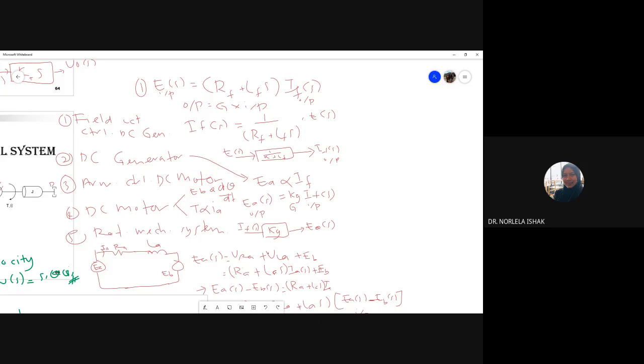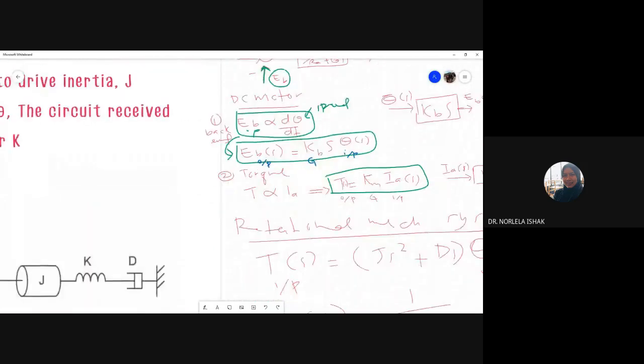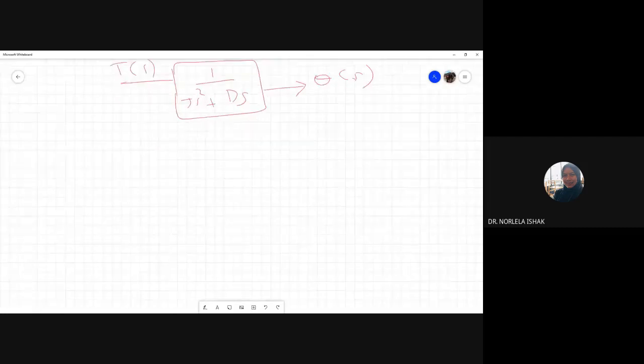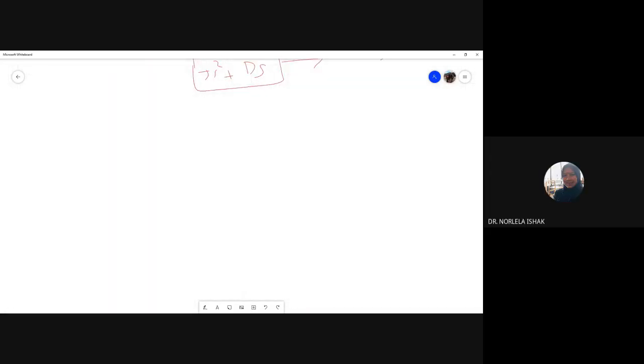So how to draw the overall block diagram? How do we combine them? We have 6: 1, 2, 3, 1, 2, 3, 4, 5, 6. How to draw the functional block diagram, or the overall block diagram? Can you try? How to get the overall block diagram? Combine everything, and then simplify.